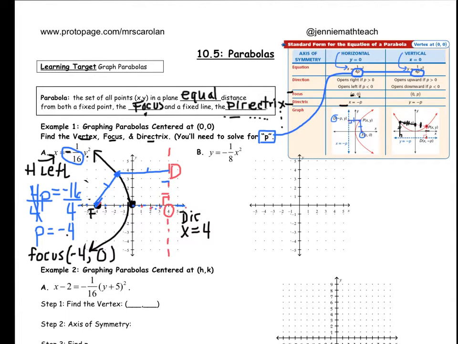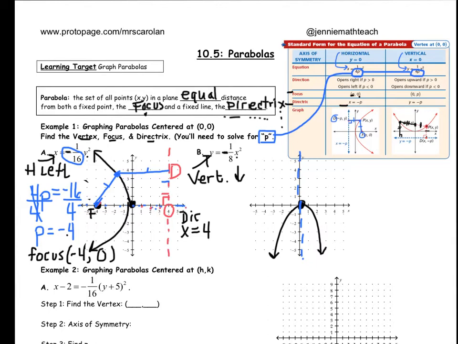It's centered at 0, 0 because there's nothing subtracted from the x and y. All right, y is first. That means this is going to be a vertical parabola. And since that 1/8 is negative, it's going to open down. So I'm going to make a quick sketch of it opening down. Our axis of symmetry goes smack dab through the middle. It's the y-axis.